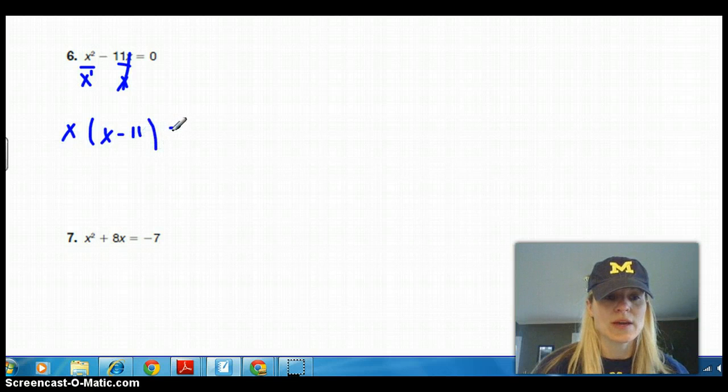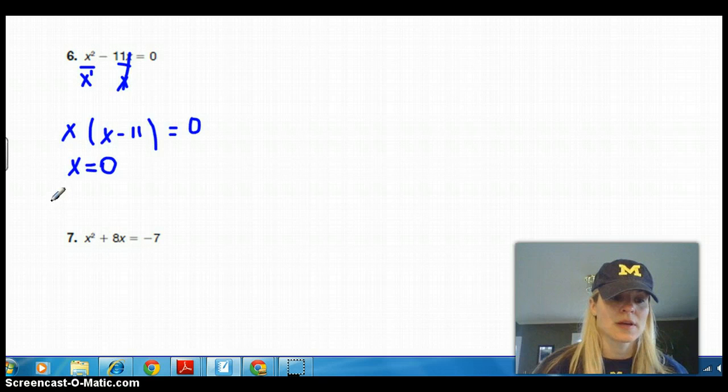So in this case, we'll have x times x minus 11 equals 0. And then again, we're just going to factor that out. We're going to set each part equal to 0. So we're going to set x equal to 0, which means x could be 0. And then we're going to set x minus 11 equal to 0. And then if we solve for that, we'll just add 11 over.